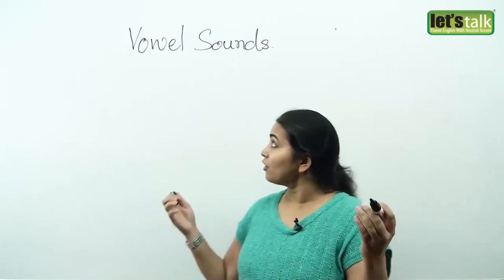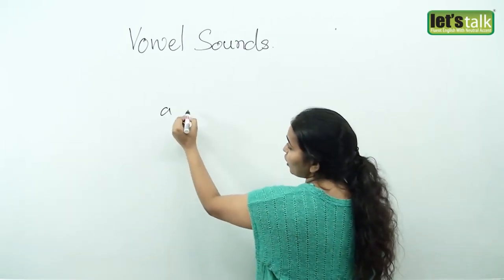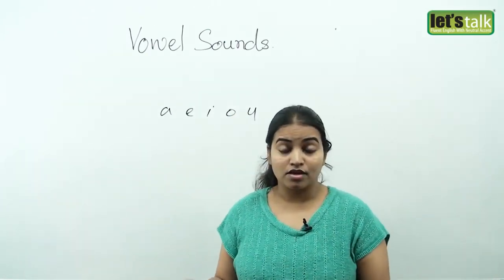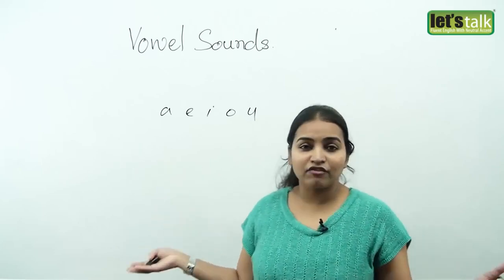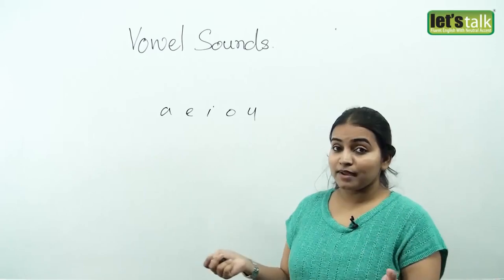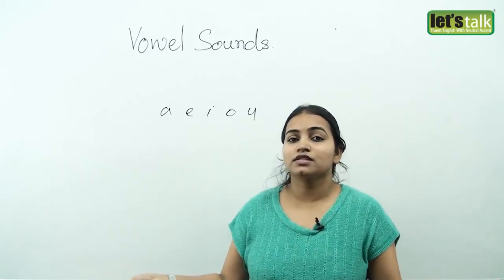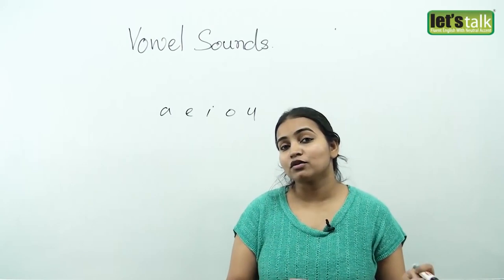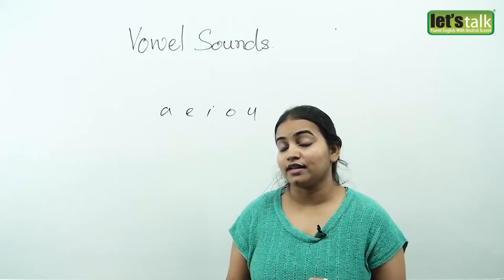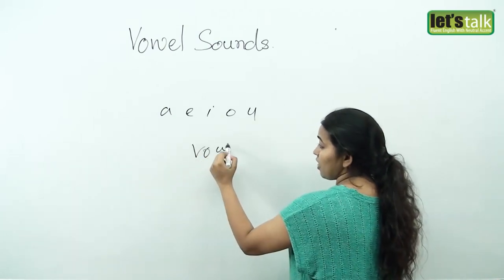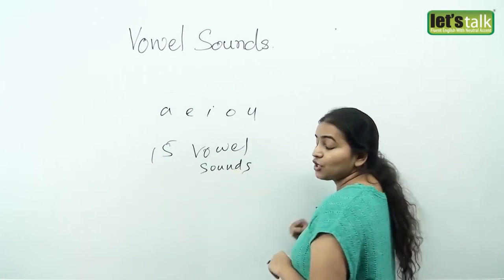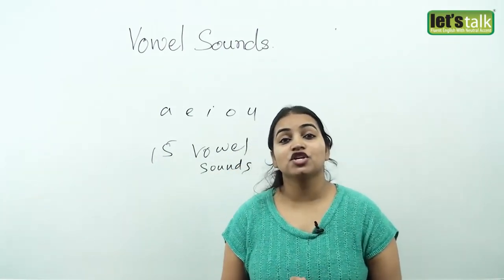For example, vowels. We all know that the main vowels in English are A, E, I, O, U, and the rest of the alphabet are consonants. But vowel sounds, there are 15 main vowel sounds. Even though we have several vowel sounds, there are 15 main vowel sounds which help us enunciate or pronounce words correctly. And we're going to deal with these 15 main vowel sounds so that you can pronounce English in a better way.